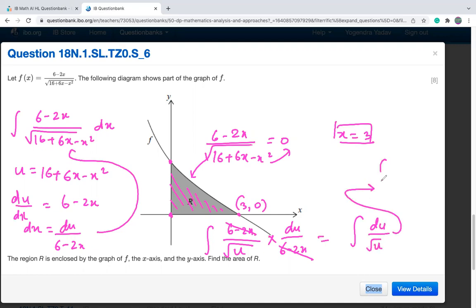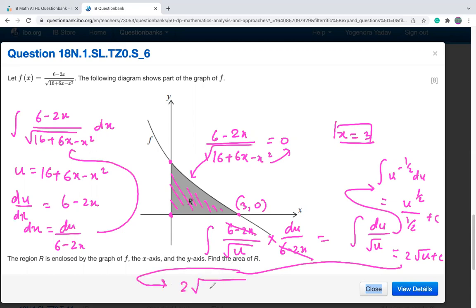If you integrate this, it's the integral of u to the power negative half, which is u to the power half upon half plus c, which is going to be 2 root u plus c. Then you substitute back: 2 root of 16 plus 6x minus x squared. Now the next step is to plug in x coordinate as 0, and second x coordinate as 3 here.